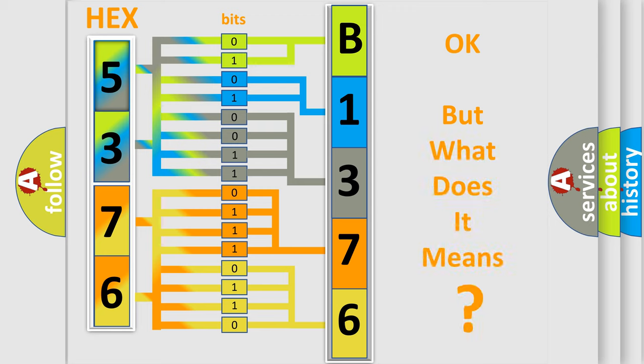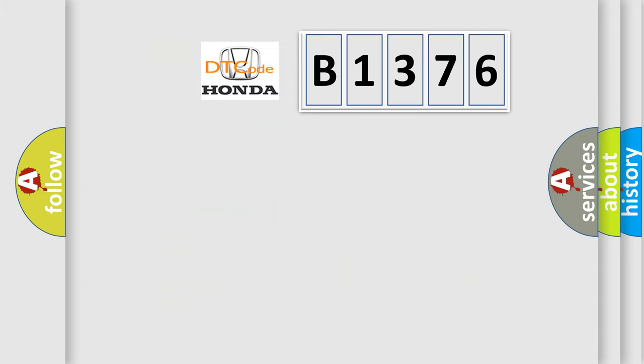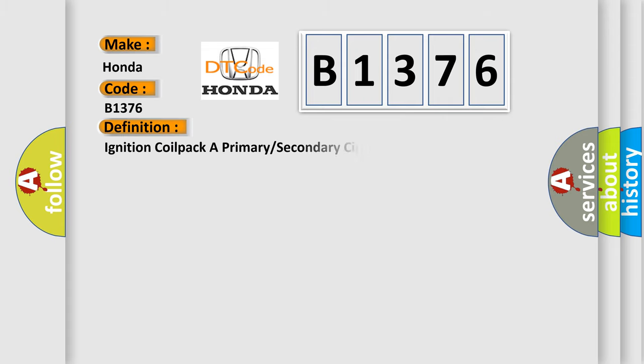The number itself does not make sense to us if we cannot assign information to what it actually expresses. So, what does the diagnostic trouble code B1376 interpret specifically for Honda car manufacturers? The basic definition is ignition coil pack primary or secondary circuit malfunction.